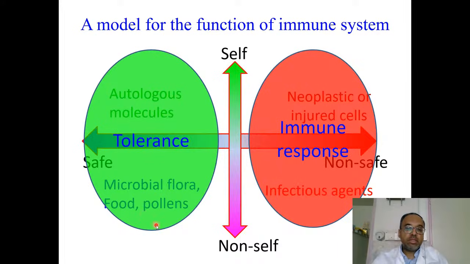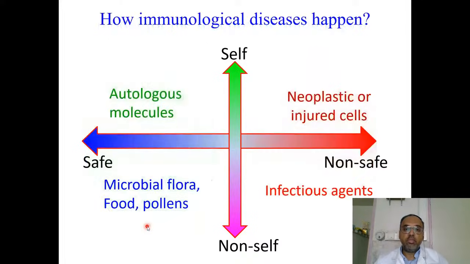And when we are dealing with something which is safe, regardless of whether it's self or non-self, we should have something named tolerance, lack of immune response, which is basically a supportive lack of immune response. So this is a simplified model of the function of the immune system.